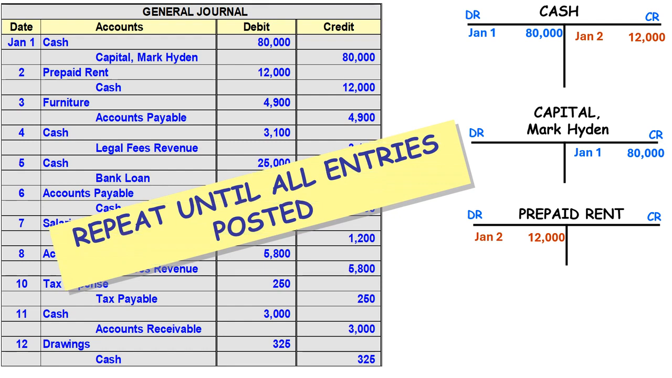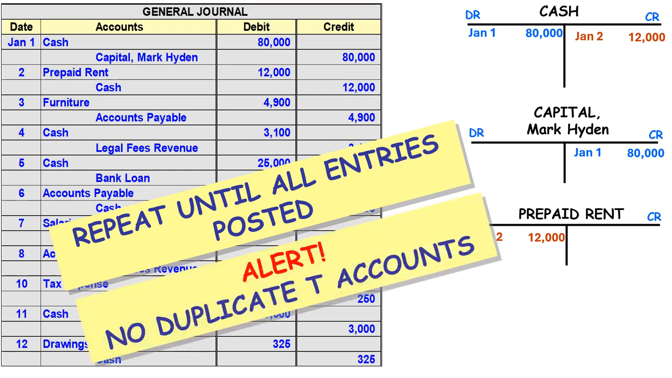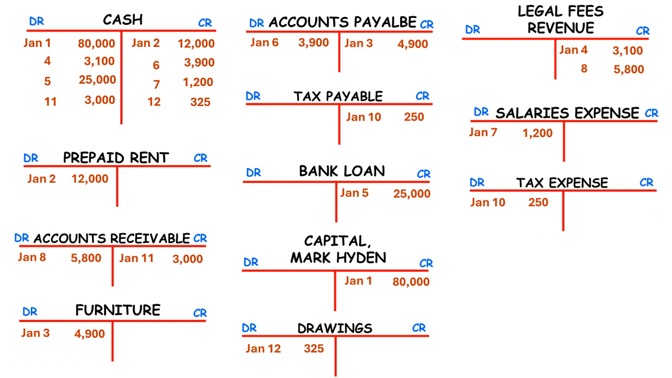Once you do this, you repeat the process for all the lines that you see in the journal, and make T accounts, making sure that you do not create any duplicate accounts. Your T accounts will look like this. So now all the information from the journal has been transferred to the T accounts or the ledger accounts. This is known as posting. So now you can see that all cash information is in one place. Prepaid, accounts receivable, all that information is in one place here, which is the ledger.